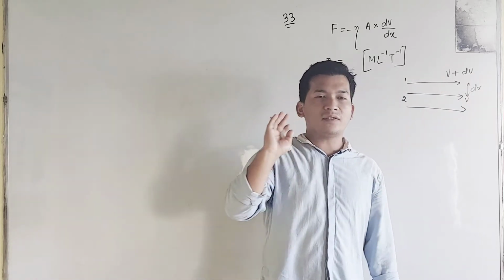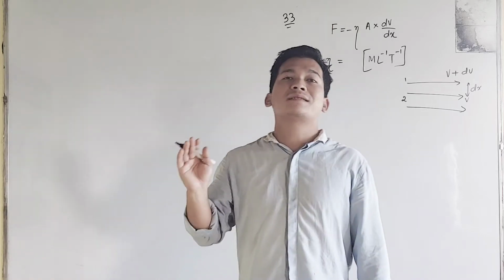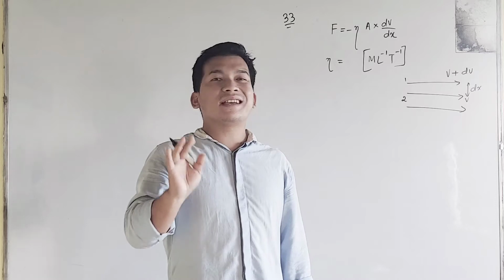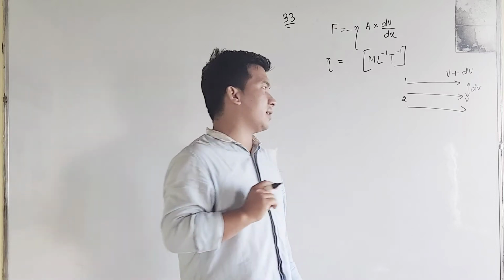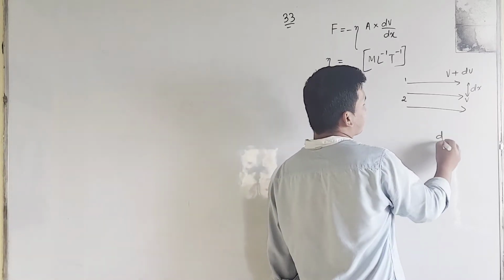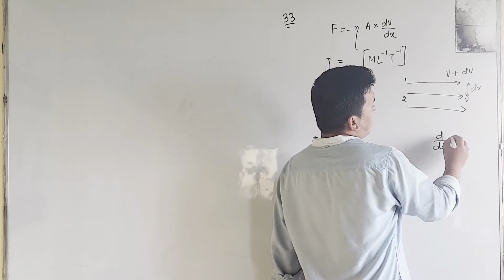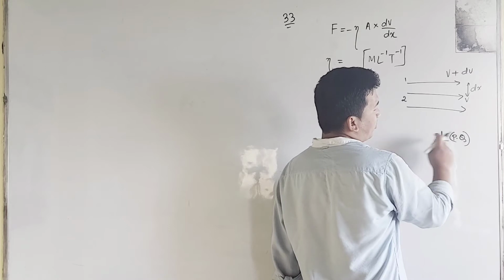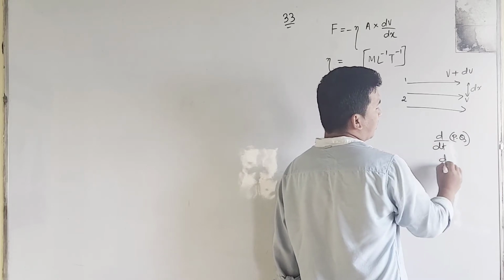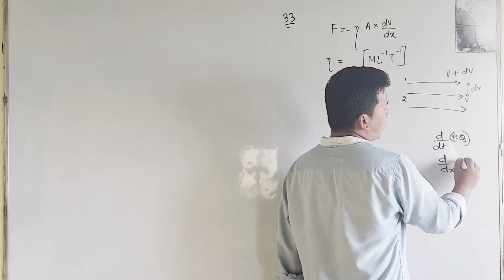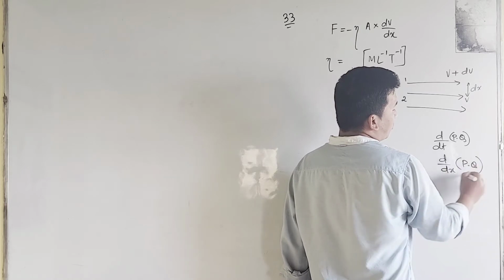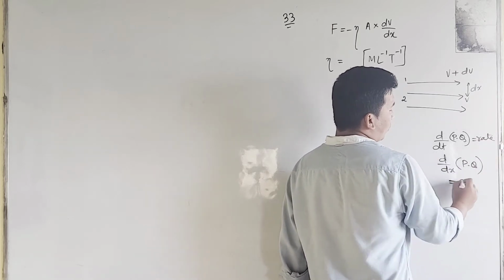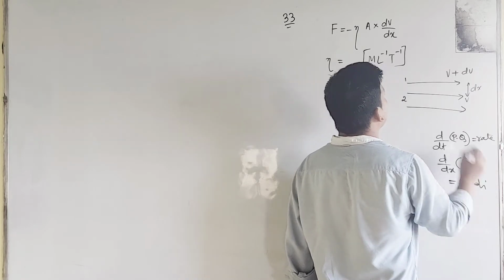So if any physical quantity changes with distance, then it will be known as gradient, and if the physical quantity changes with time, it will be known as rate. Rate is d by dt. Any physical quantity that changes with time will be known as rate, and any physical quantity that changes with distance is known as gradient.